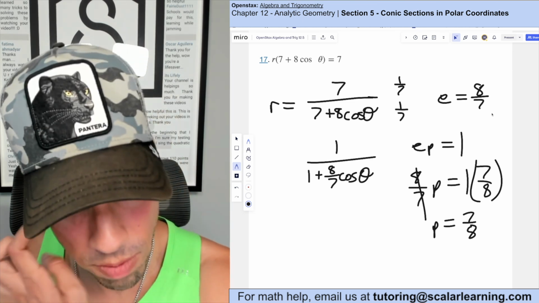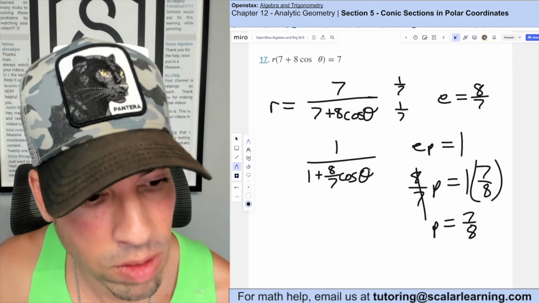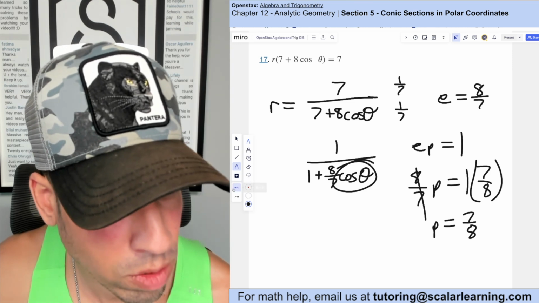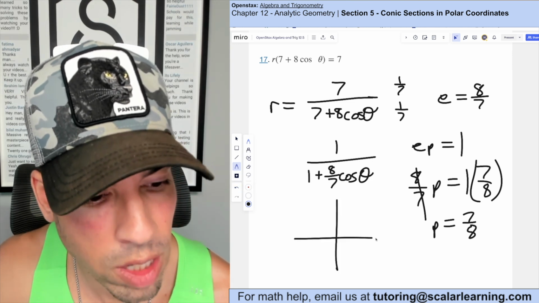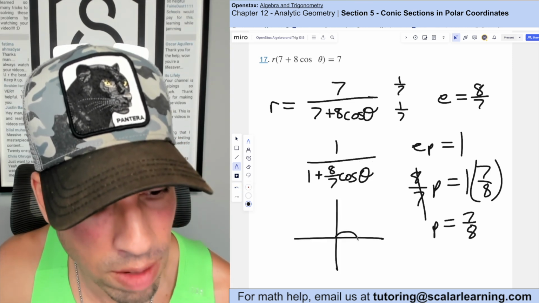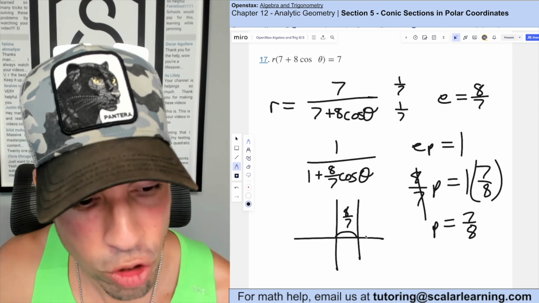All right, so since we have an eccentricity of 8/7, we got cosine down here, and that's a plus right there. So cosine means we're going to go 7/8 to the right for the directrix.